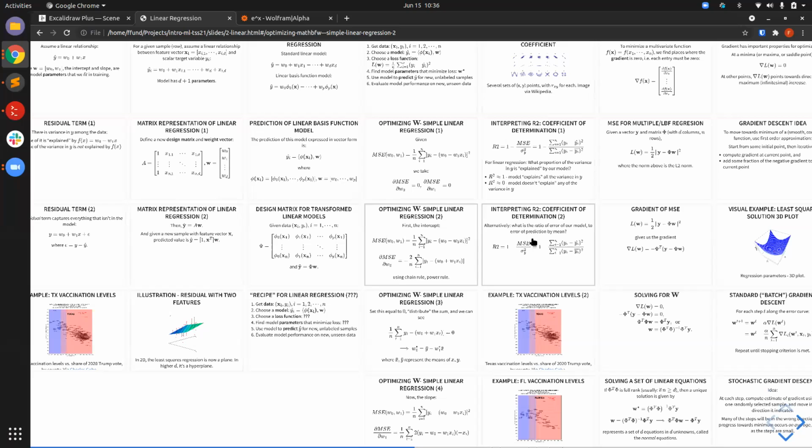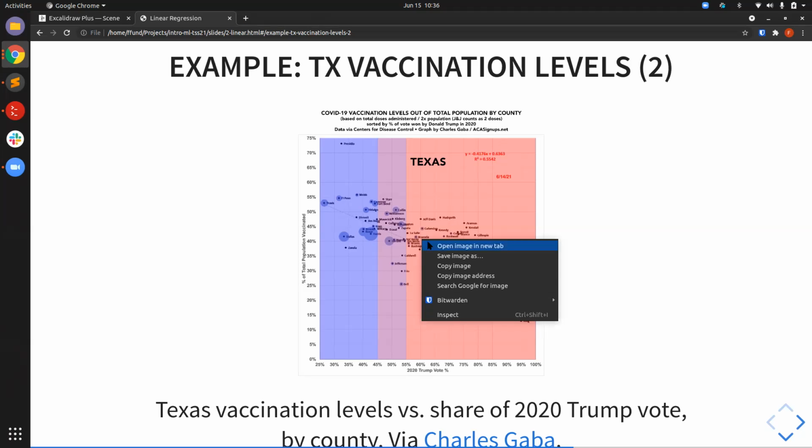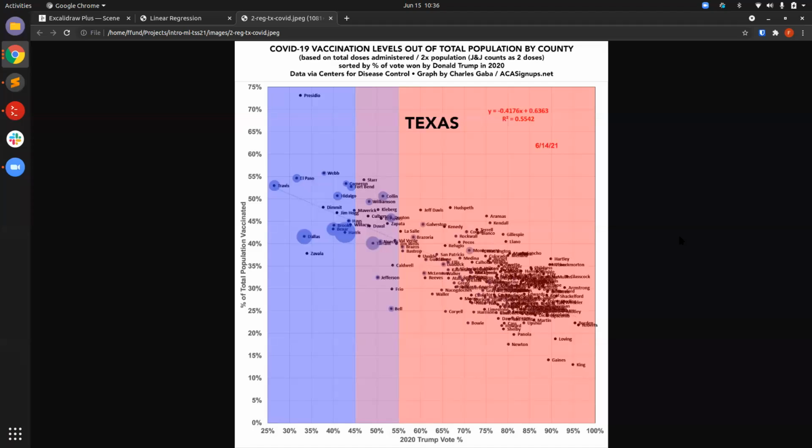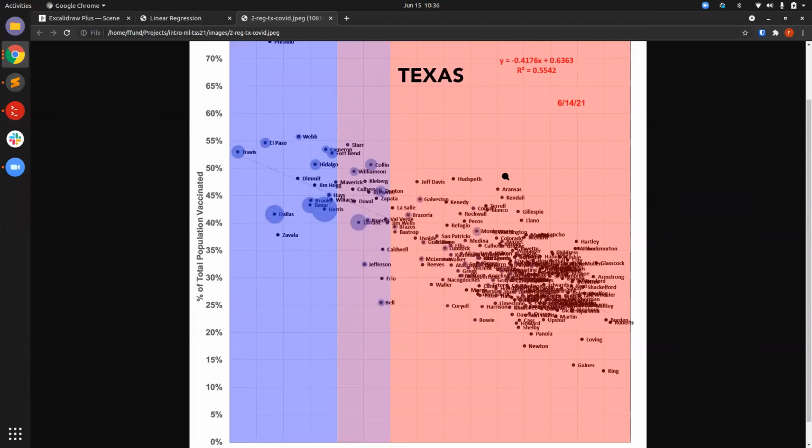Okay, let's take a look at a couple of quick examples. So this is the data on vaccination levels that we looked at a moment ago. And in this example, we said the slope W1 is equal to minus 0.4176. And we said that means that a 1-point increase in Republican vote share is associated with a 0.4176 decrease in population vaccination level of the county. And we said the R squared value is 0.5542. Is that a good value? Is this a good model?